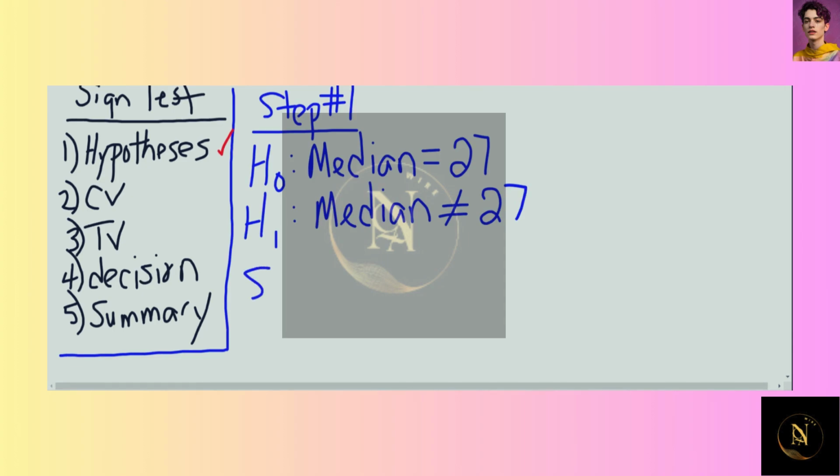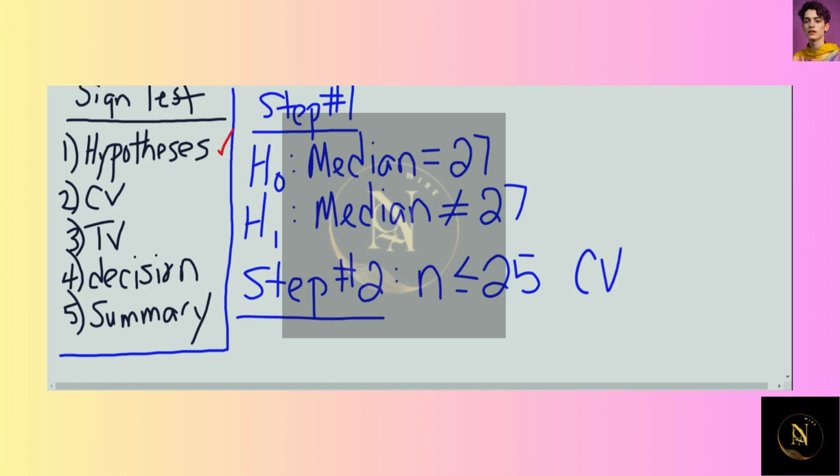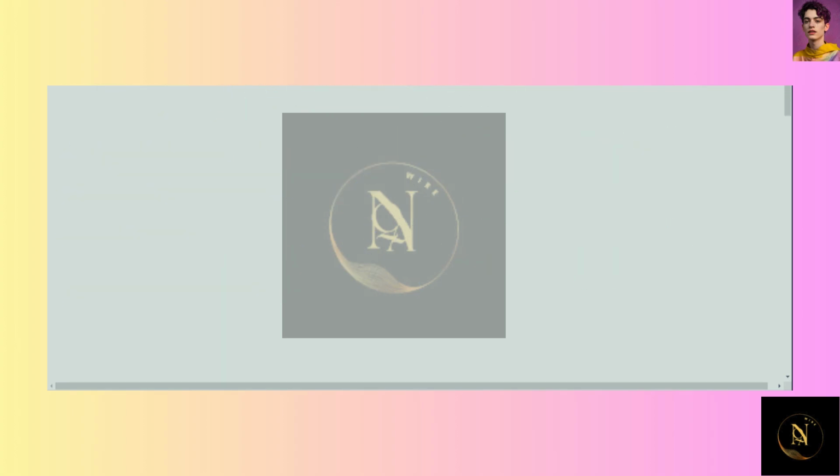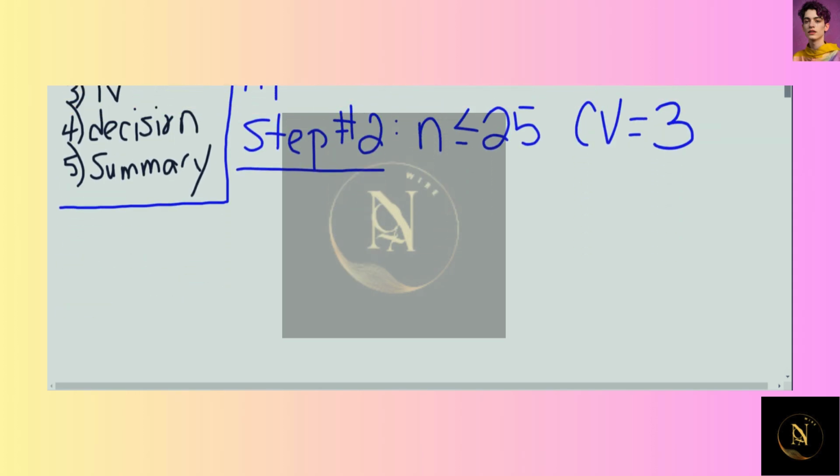All right, your step 2 is to find the critical value. So the critical value when n is less than or equal to 25, we're going to look it up on table J, and we get a critical value that's going to be equal to 3. Right? And so now what we want to do is move on to the next step.